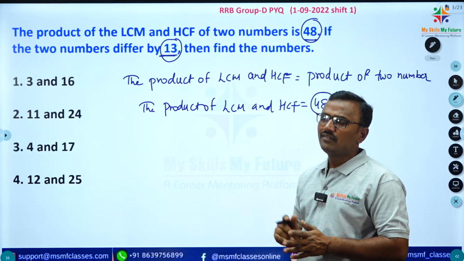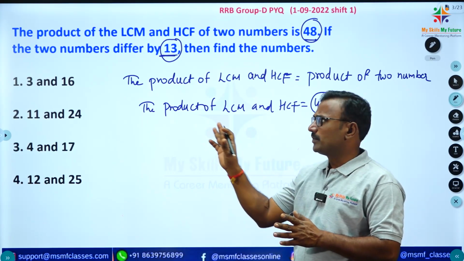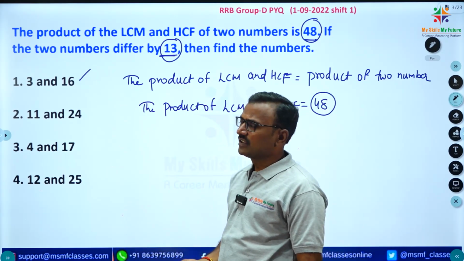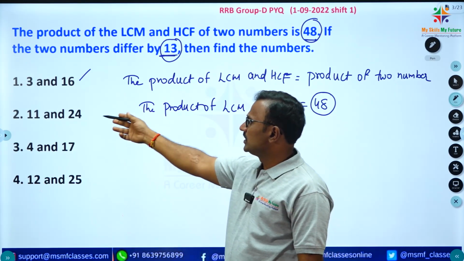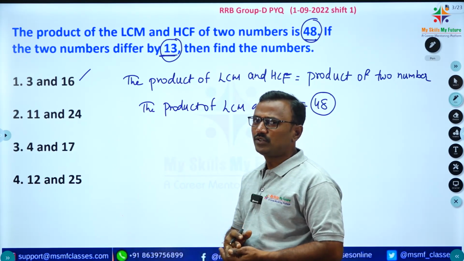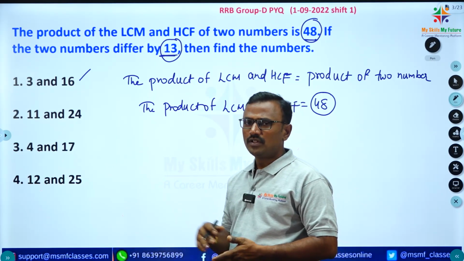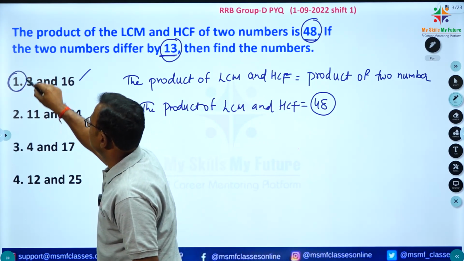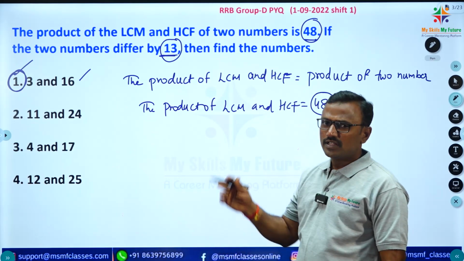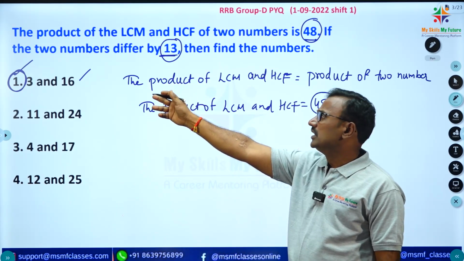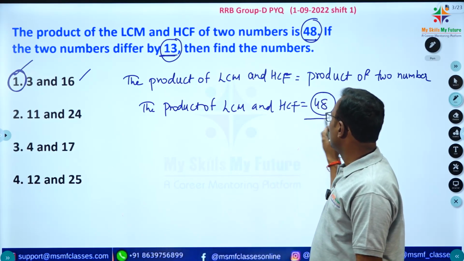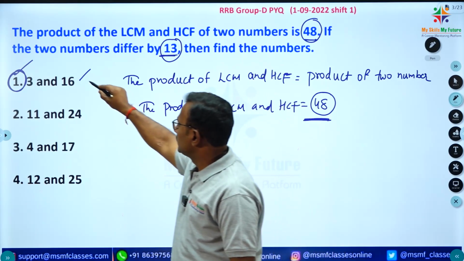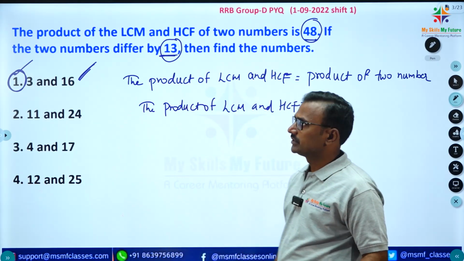If you see the options, which option's two numbers give a product of 48? 16 threes are 48. What about the remaining options? 24 into 11 gives more than 240. 17 fours is more than 48. So only option 1 will satisfy. If you consider 16 and 3 as the two numbers, yes, the product of the two numbers is equal to the product of LCM and HCF. So 16 threes are 48. Option 1 is correct. Right, next question.